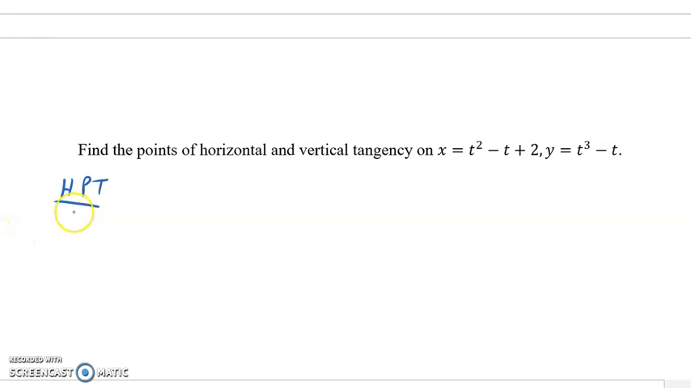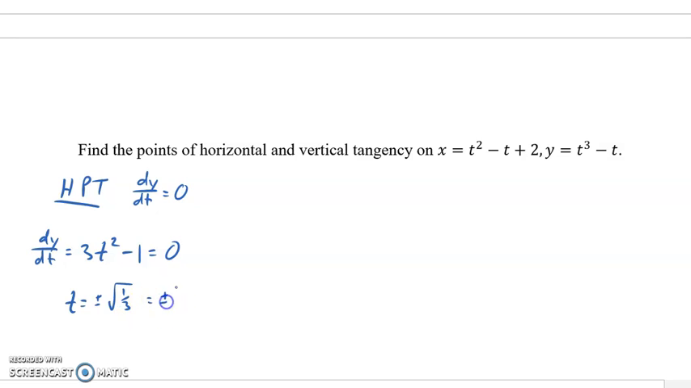So we're going to set dy/dt equal to 0. So dy/dt is equal to 3t squared minus 1. Some old power rule business, right? And we'll set that equal to 0. We'll get t equals plus or minus the square root of 1/3. Or if you prefer to rationalize, plus or minus the square root of 3 over 3.